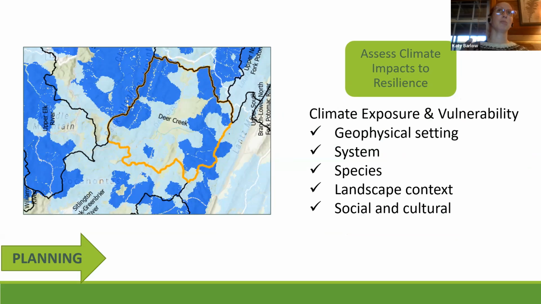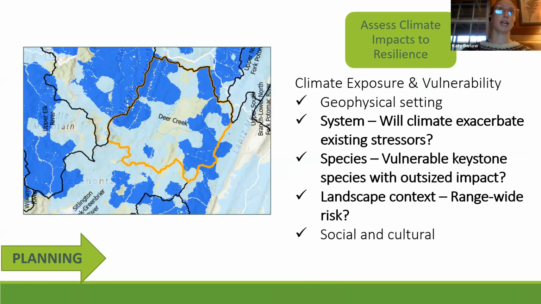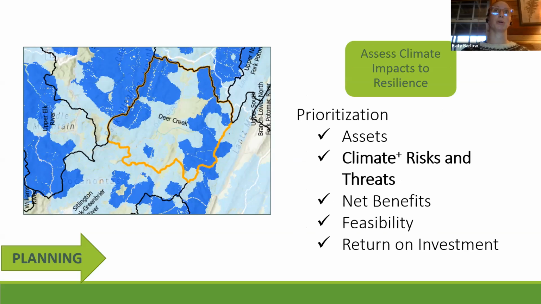So for that first component of an adaptive management framework, assessing climate impacts to resilience, we talk through some of the things you might want to consider for climate exposure and vulnerability, geophysical setting, and in your case, for the folks that are in this audience thinking about managing invasive pests and pathogens at a continental scale, you might want to think about within systems level, how will climate exacerbate the existing stressors that are on a system? And many of you are thinking about some vulnerable keystone species that might have an outsized impact on the landscape at scale. And then for the landscape context, you might want to think about is there a range-wide risk, or is the risk localized? And that will help you make some decisions as you move towards a prioritization.